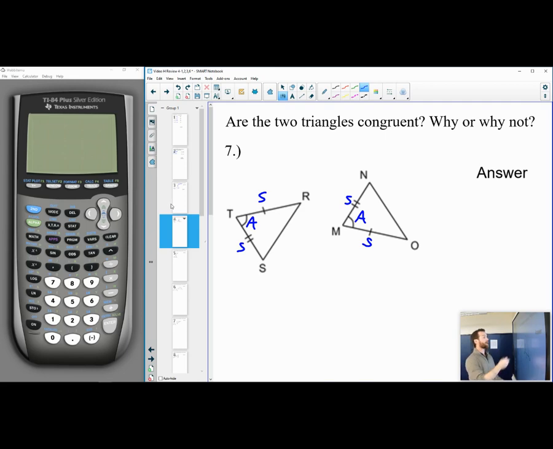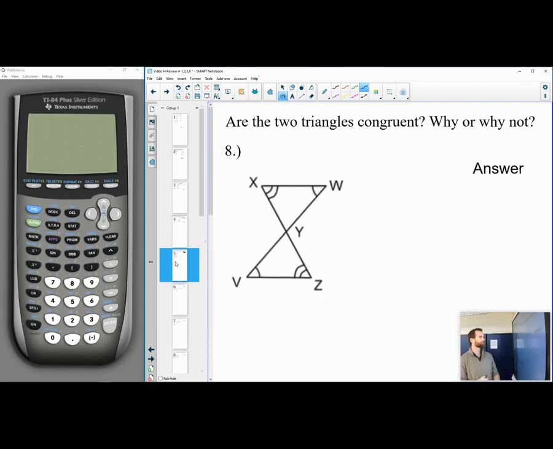Where was I? Okay, now we just have to look. So in this triangle, I see two sides, angle in between them. That's side, angle, side. Same thing here. Two sides with an angle in between them. So that's side, angle, side. So the answer is yes, by side, angle, side. Hopefully that's what's under here. Yes, it is. So far, so good. Number eight. Same directions. Let's jump right in.